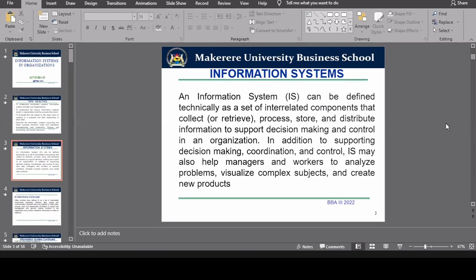The key things we look at under the definition are, we look at it from the point that it is a set of interrelated components that do the four basic roles in data management. Those roles are collection of data, processing of data, storage of data, and the dissemination of that data, or what we call distribution. And all this is done to support decision-making and control in an organization.